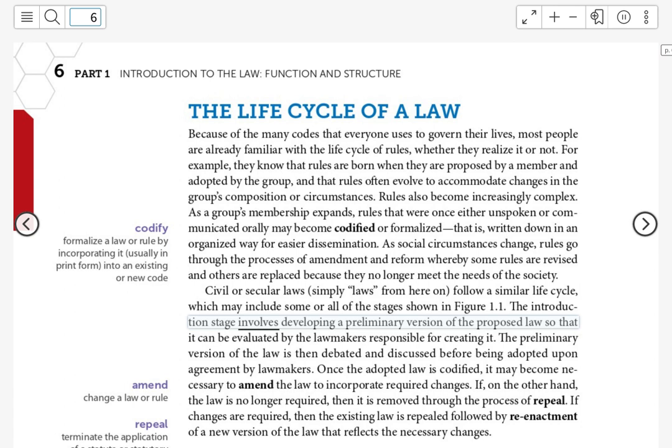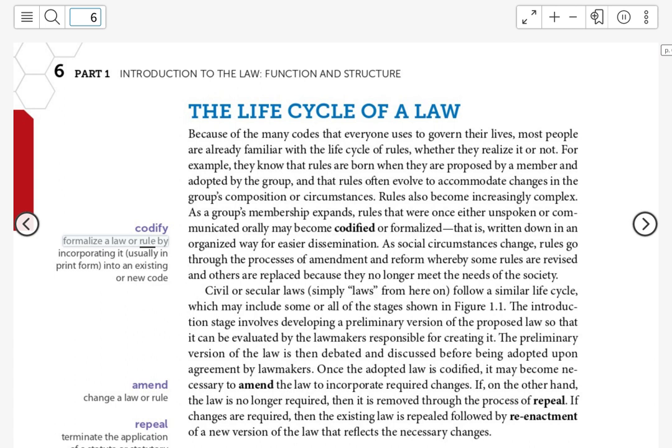The introduction stage involves developing a preliminary version of the proposed law so that it can be evaluated by the lawmakers responsible for creating it. The preliminary version of the law is then debated and discussed before being adopted upon agreement by lawmakers. Once the adopted law is codified, it may become necessary to amend the law to incorporate required changes. If, on the other hand, the law is no longer required, then it is removed through the process of repeal. If changes are required, then the existing law is repealed followed by reenactment of a new version of the law that reflects the necessary changes.